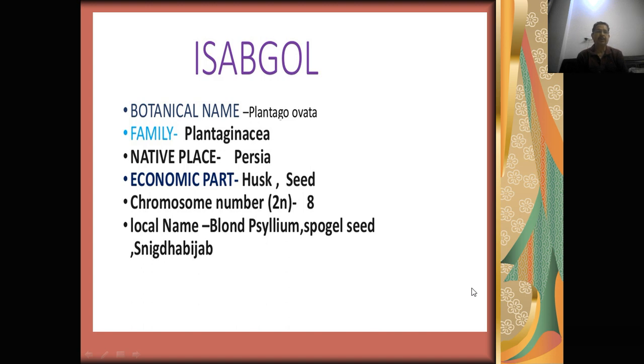The botanical name of Isabgol is Plantago ovata and it belongs to family Plantaginaceae and place of origin is Persia. The economic part of Isabgol is husk and the seed. Chromosome number is 2n = 8.